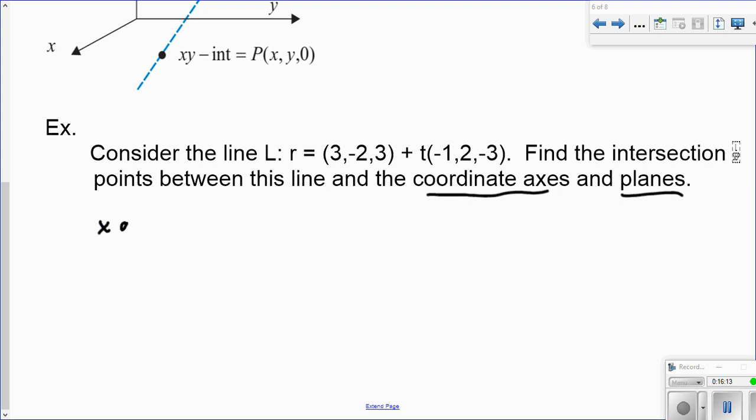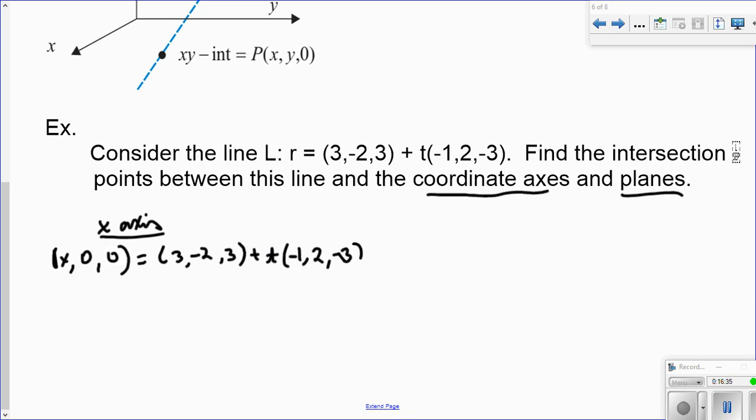So that would be the x-axis. It's going to intersect at the point (x, 0, 0), and I'm going to try and solve for t. So x equals 3 minus t, and I've got 0 equals -2 plus 2t, and then I've got 0 equals 3 minus 3t. So in this case, 2 equals 2t, t equals 1.